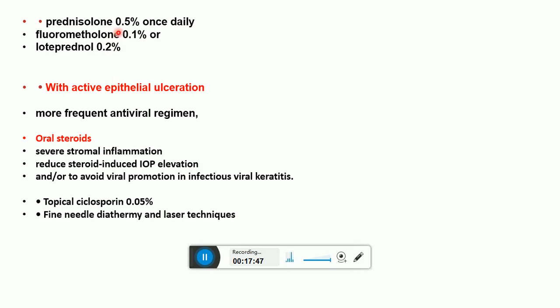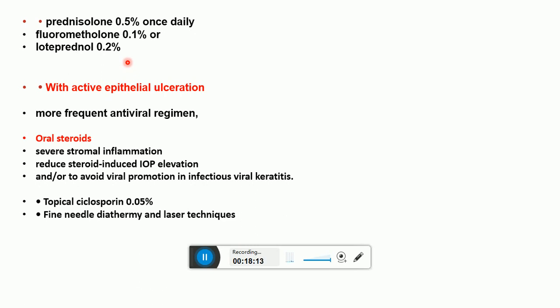Subsequent prednisolone 0.5% once daily is usually a safe dose at which to stop topical antiviral cover. Some patients require a weaker steroid such as fluorometholone 0.1% or loteprednol 0.2% on alternate days for many months. Periodic attempts should be made to stop the steroid altogether.